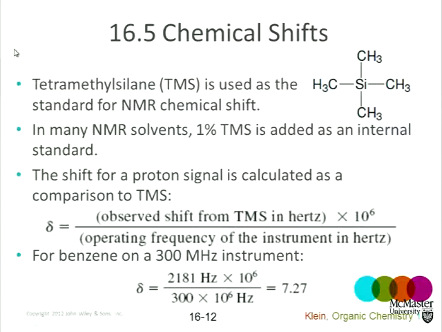Okay, so tetramethylsilane is used as the standard for chemical shift. We saw that in carbon NMR. And here in proton NMR, tetramethylsilane has 4 equivalent methyl groups. Each of those 12 protons are all homotopic. Right?